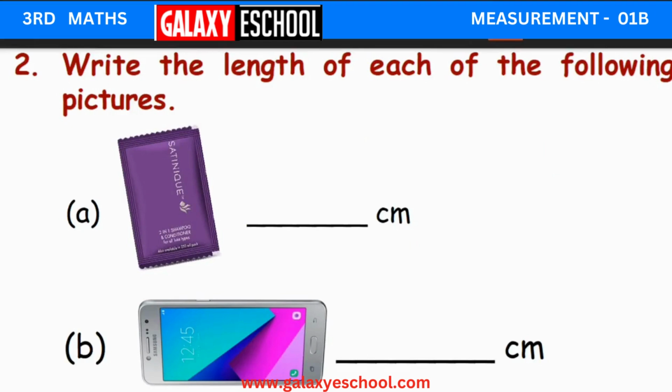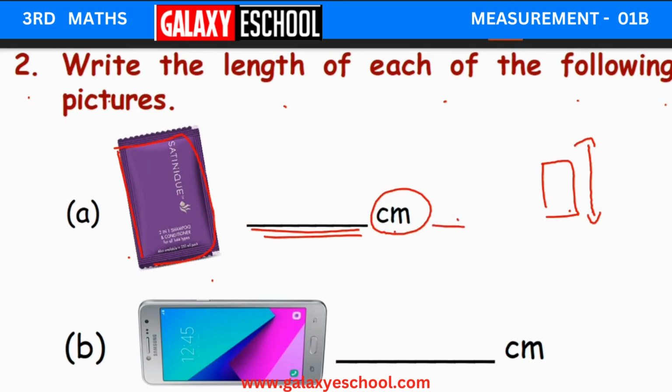Now coming to question 2. Write the length of the following pictures. That means, see, this first one is a shampoo packet, children. A small shampoo packet. You might have these at your home, 1 rupee, 2 rupee packets, right? You have to measure the length of this packet and write here. Measure it in centimeters. That means you can use a ruler or the scale that you have.